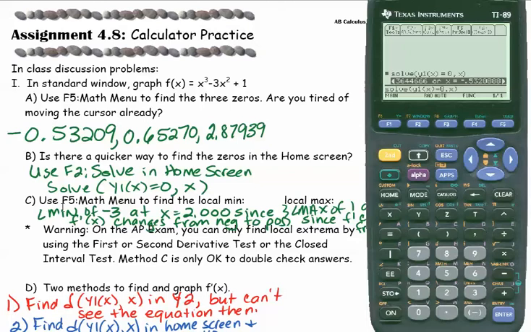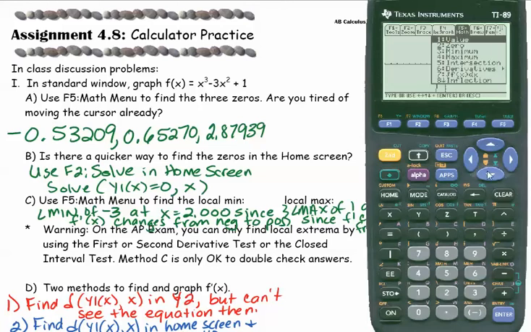All right, letter C says go back to the F5 menu for this function, and let's use the options to find local max and local min. So, oops, I hit F5 here, and I wanted to go back to the graph. Sorry, let's go back to the graph, and now from the graph screen I'm ready to hit F5, and let's find a local minimum. And finding a local minimum is really the same as finding a 0. We have to get our cursor to a lower bound on the left side, hit enter, and then move our cursor to an upper bound and hit enter.